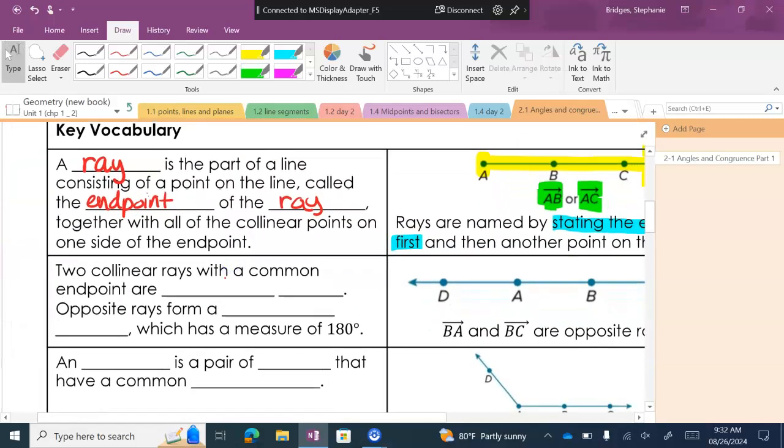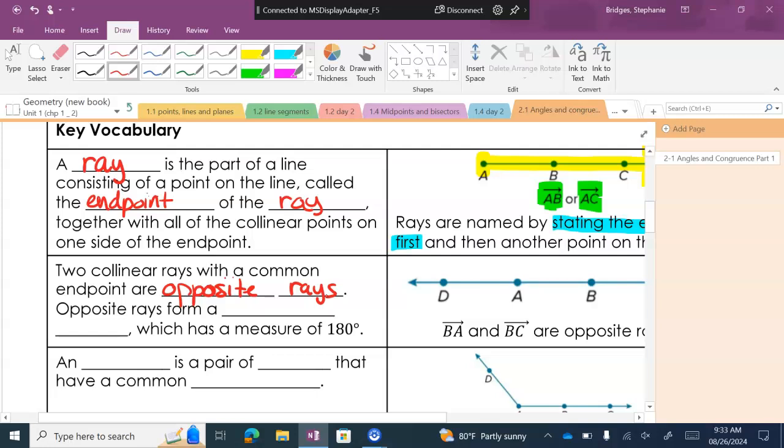Two collinear, what does that mean? In the same line. So two rays in the same lines, that's what we're talking about. Two collinear rays with a common end point, or what we call opposite rays. Okay, so collinear rays. So think about this. You have your end point. One ray is going to go this way. The other ray is going to go that way. They are in the same line. They're going in opposite directions.